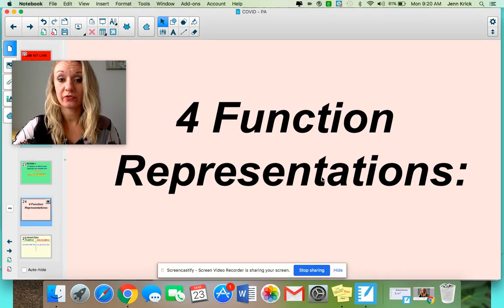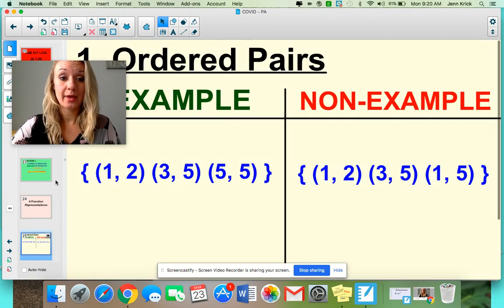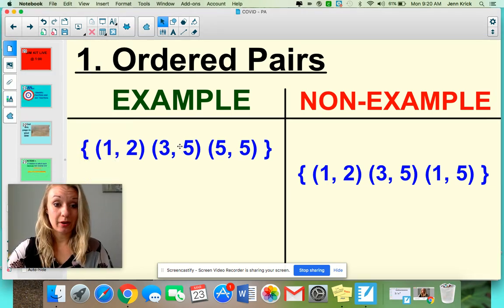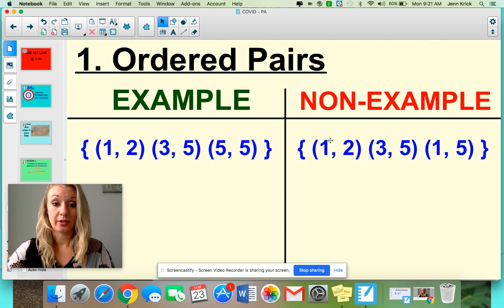Please remember that there are 4 ways to view a function. There's 4 different representations, and you'll have to be versatile in all 4. The first one is ordered pairs. That's when we just list out all of these coordinate pairs to see if it's a function or non-function.